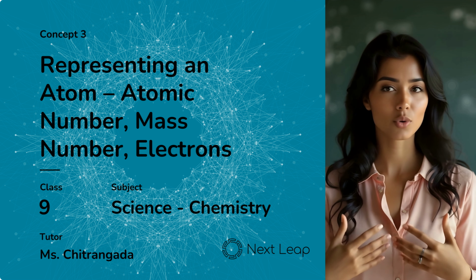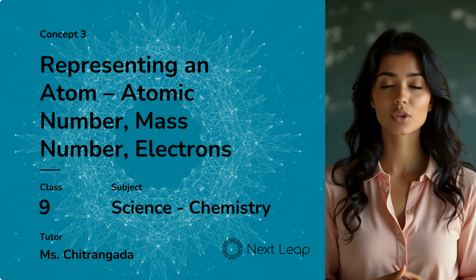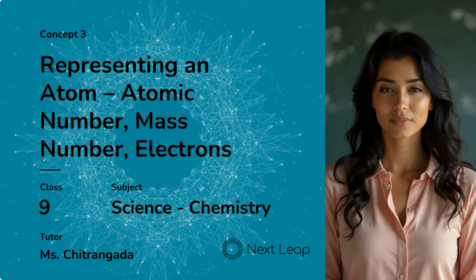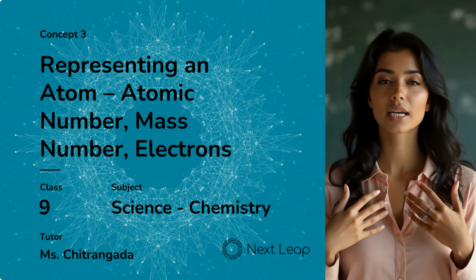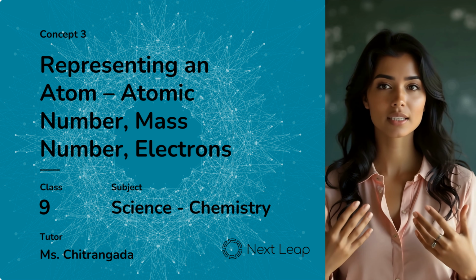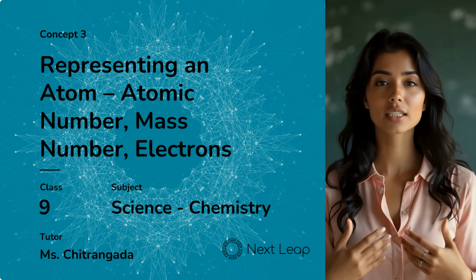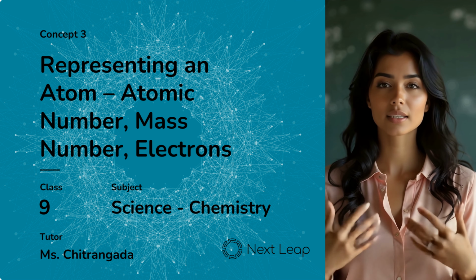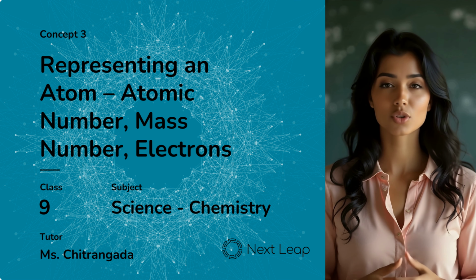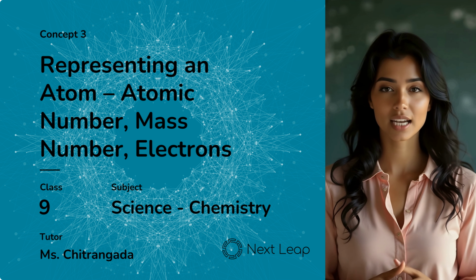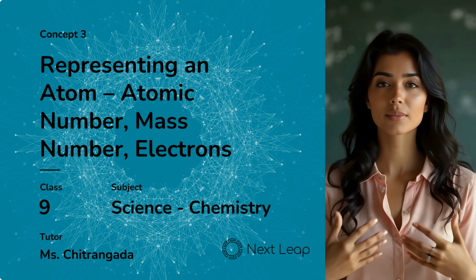Here's something even more interesting. In a neutral atom, the number of protons is always equal to the number of electrons. This means the positive charges of the protons are exactly balanced by the negative charges of the electrons, making the atom electrically neutral. Let's make it crystal clear. Atomic number Z equals the number of protons in the nucleus of an atom. If you look at the periodic table, you'll see that it's arranged by increasing atomic number, not by atomic mass.